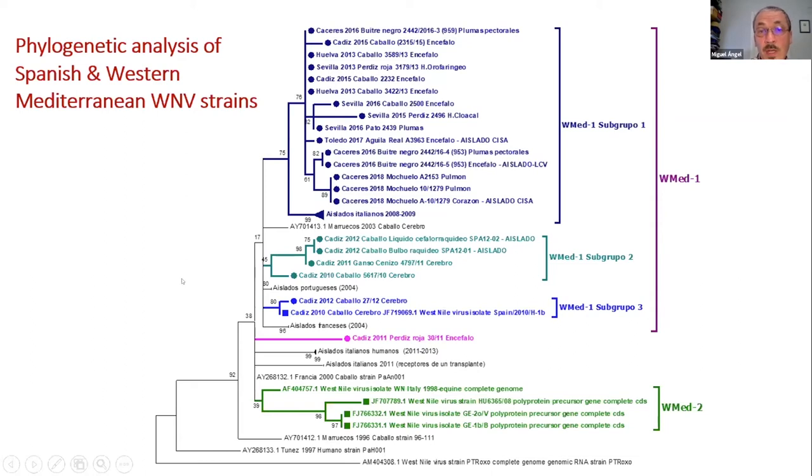So we can draw from these results the conclusion that some strains are more successful than others at spreading and maintaining the circulation in a given territory. And we wonder why that happens, and we are working to know a little bit better about this phenomenon.